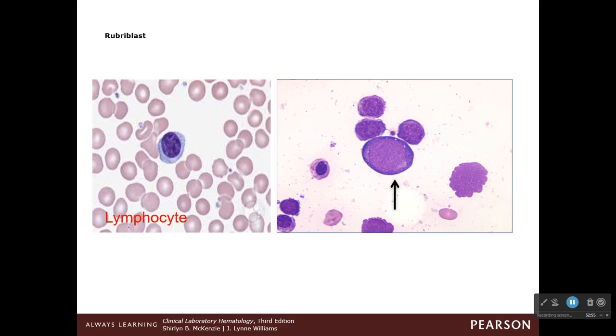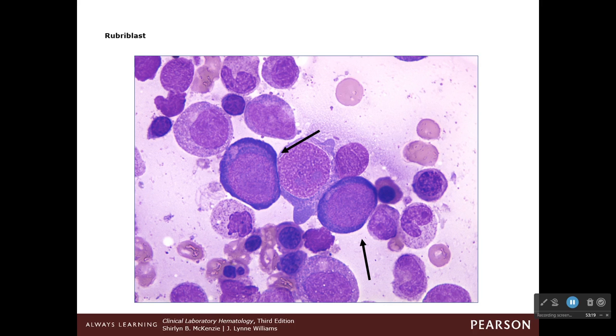Yes? What are the little white dots? What little white dots? These? Yeah, it's just places that are not staining. You know, it may be other organelles that are just not picking it up. Okay, that makes sense? All right. Questions about the rubriblast or the pronormoblast?